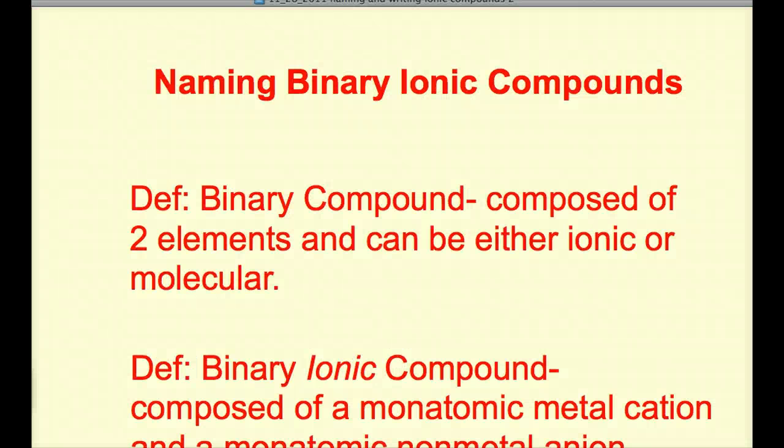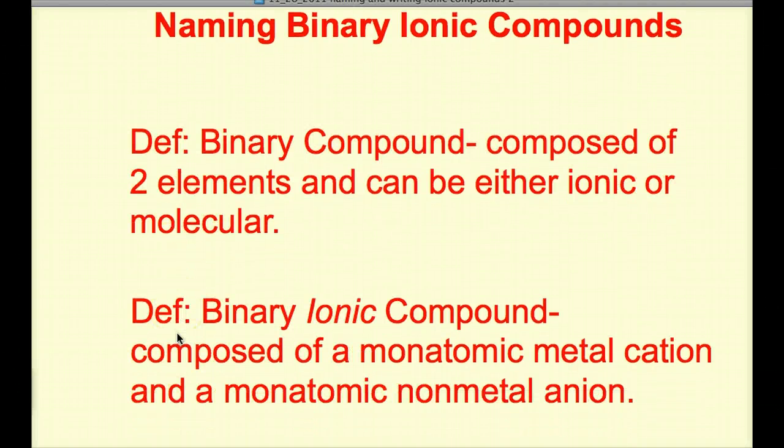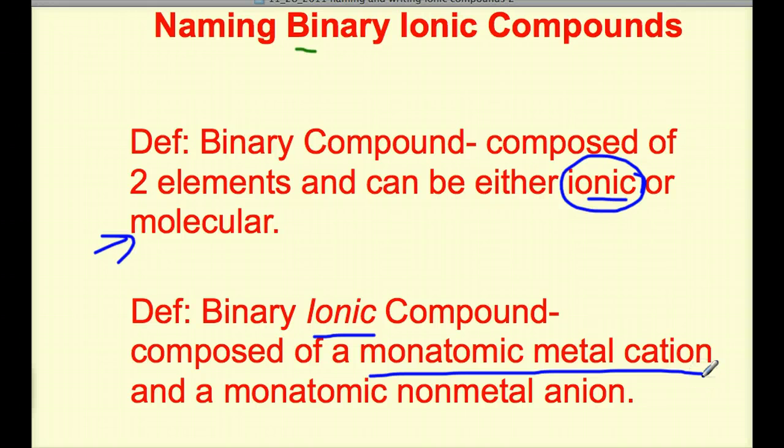So a binary compound, if you think about it, what does it mean to be biannual, or a bicycle? It means two. So a binary compound is composed of two elements. They can be either ionic or molecular. We are going to focus on the ionic ones. We'll touch molecular after we come back from Thanksgiving. Specifically we'll look at binary ionic compounds, and this is going to use a monatomic cation and a monatomic nonmetal, an anion.